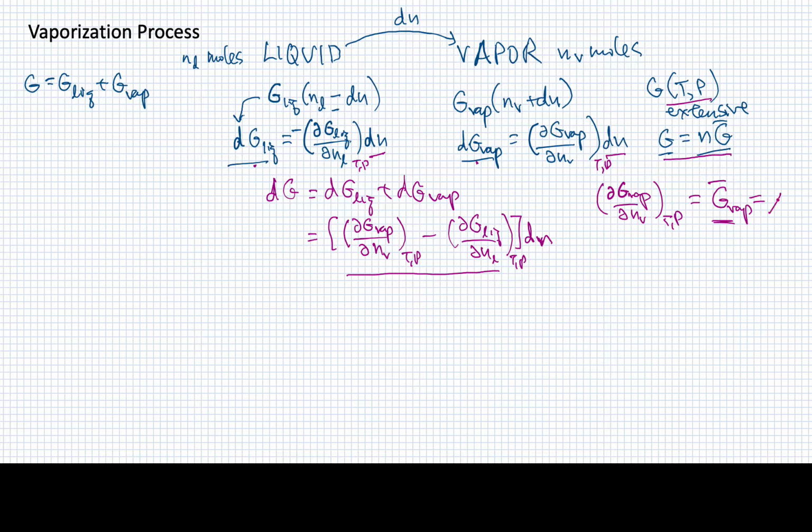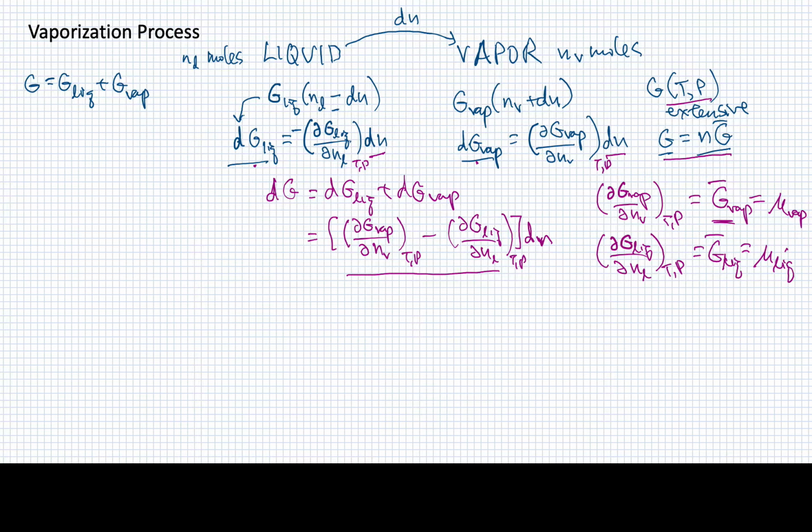I'm going to call it mu. And we'll talk about that in just a second. So it also means that I can do the same thing for the Gibbs energy of the liquid when I take its derivative with respect to its number of moles at constant temperature and pressure. Then I'm going to set that equal to the molar Gibbs energy of the liquid, which will be equal to its mu sub liquid.